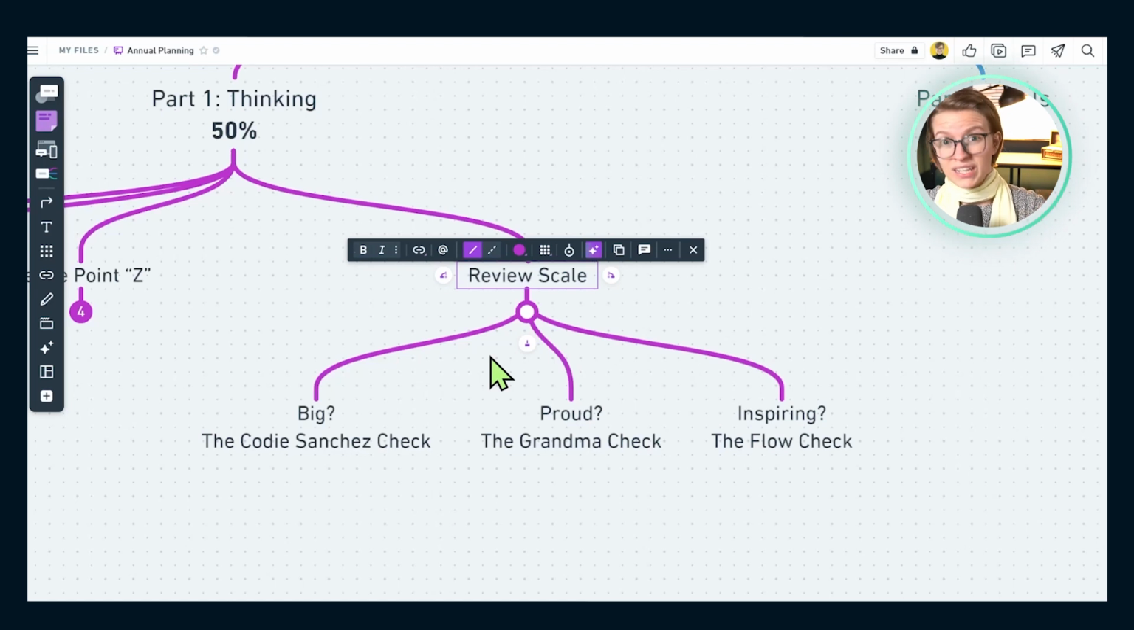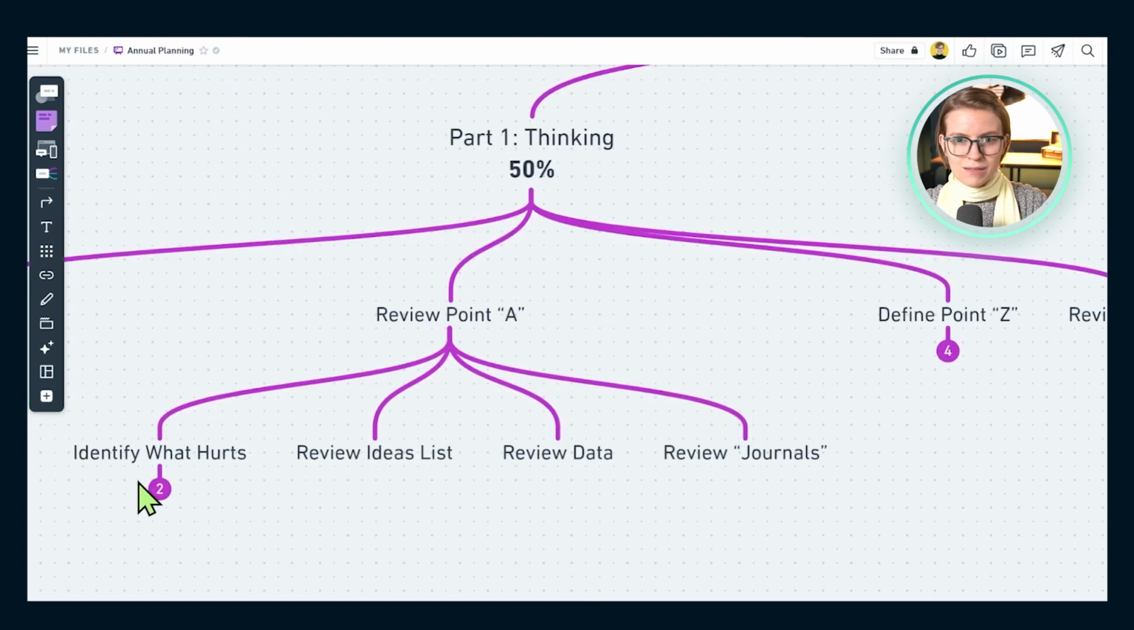There might be something big I could do in my business that would have an outsized return, and it would be so impressive I'd want to tell grandma about it. But when it comes to actually doing that day in and day out, I would lose my mind. And to me, that would be a failure of this flow check. And if that happened, I would go back to those earlier steps and revisit some of the A and Z.